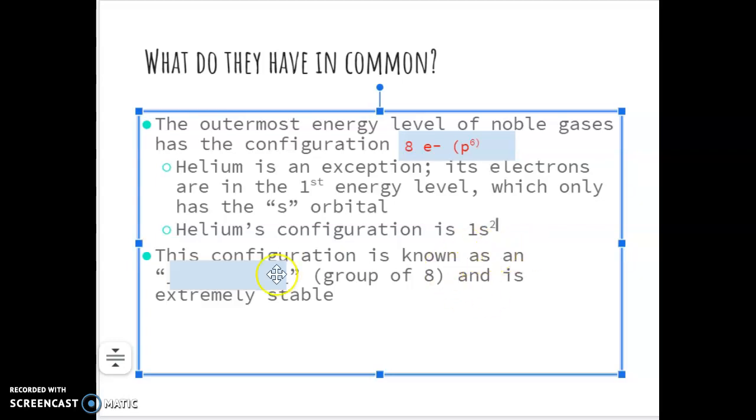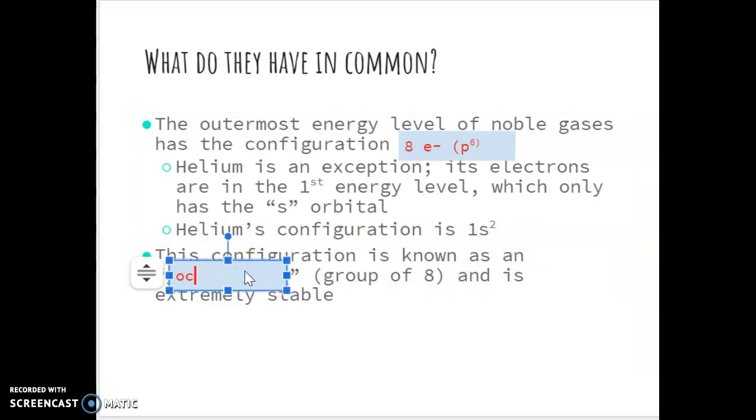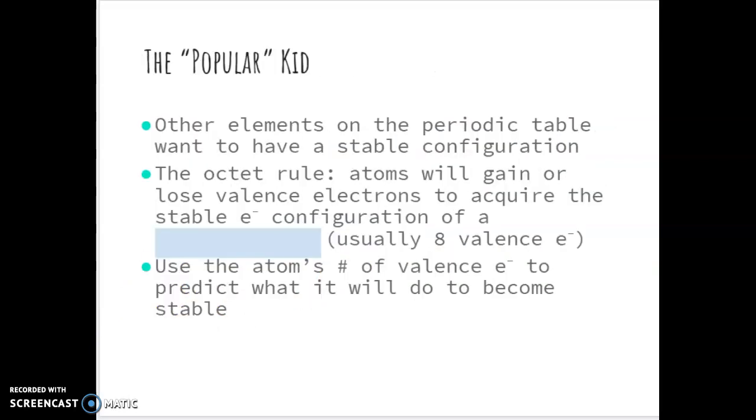It'll be 1s2. This configuration is also known as octet. And it's very stable because it has a full outer shell. Other elements on the periodic table want to have a stable configuration like this octet. The octet rule is atoms will gain or lose valence electrons to acquire a stable electron configuration of a noble gas, usually 8 valence electrons. Noble gas, or known as octet.